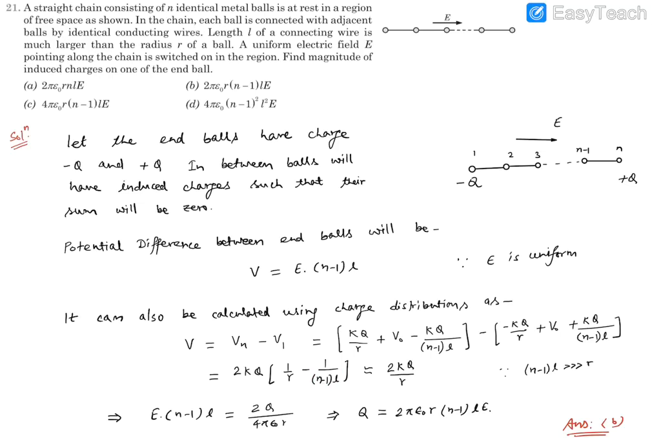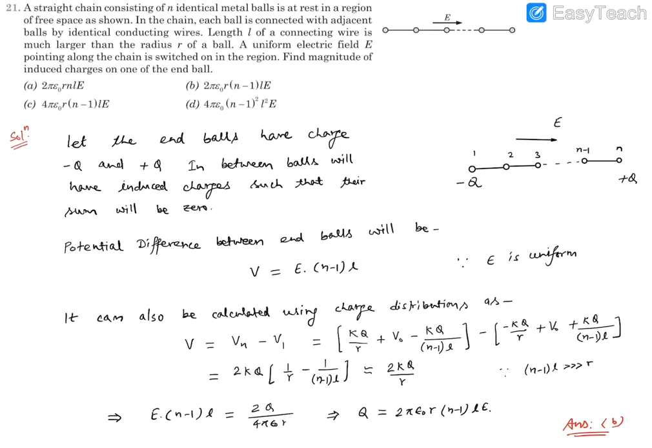Now since the question says L is much larger than the radius of the ball, definitely (n minus 1) times L is going to be much larger than the radius of this ball. Then you'll find this term is very small compared to this one. So we can drop this term, because it is being subtracted. This expression will be approximately equal to 2kq upon r. So because of the charge distribution, we got the potential difference between these two ends as 2kq upon small r. The same we knew already.